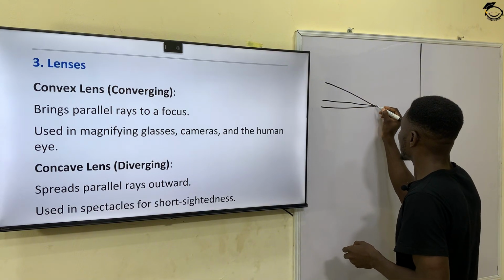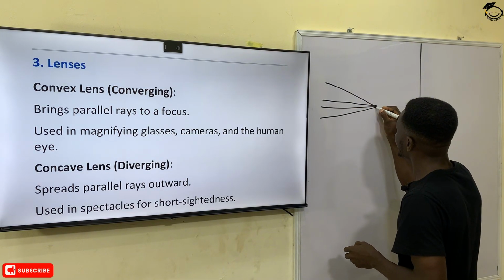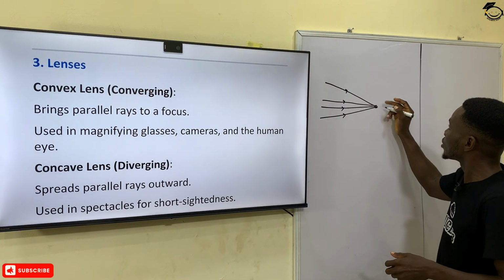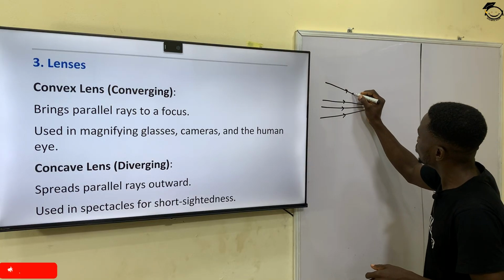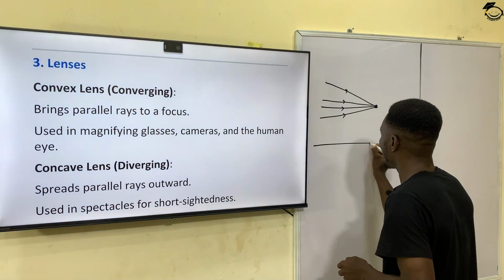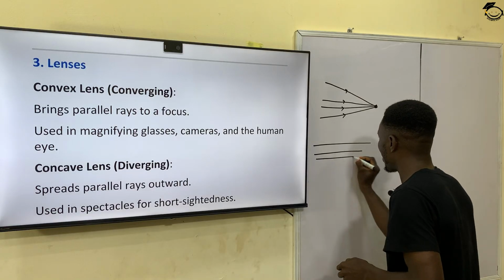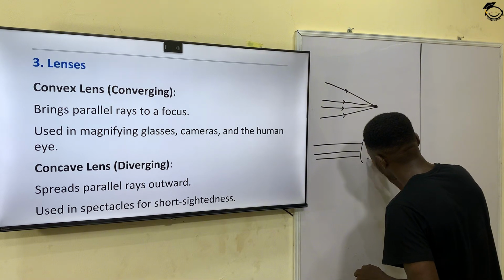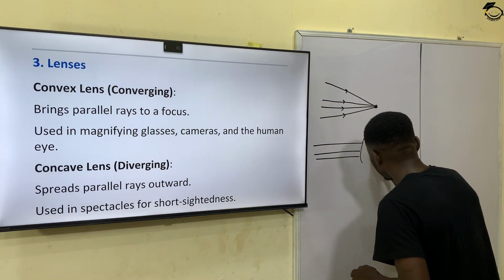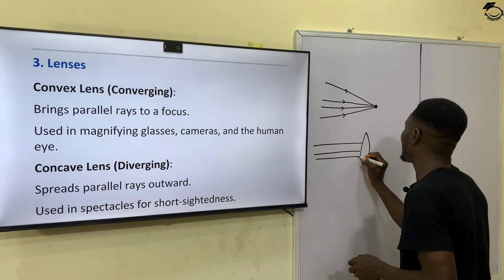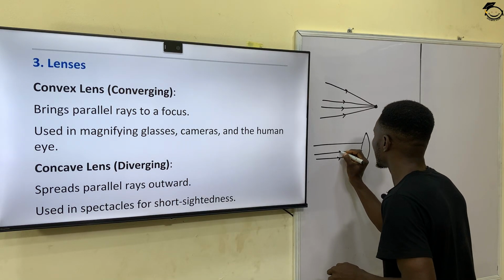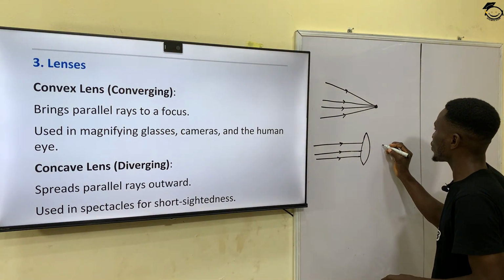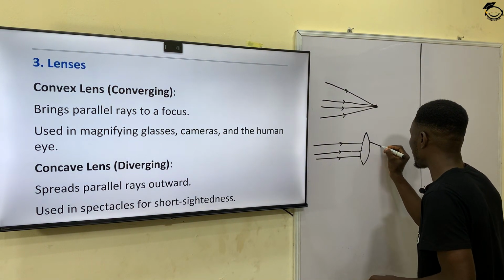Now I will call it the convex lens. So it brings parallel rays of light to a point. If these rays are traveling, your convex lens transforms them to be in a point. So let's say I have my rays traveling this way, and I have a convex lens here. Immediately they hit this convex lens, you start seeing the rays travel this way.